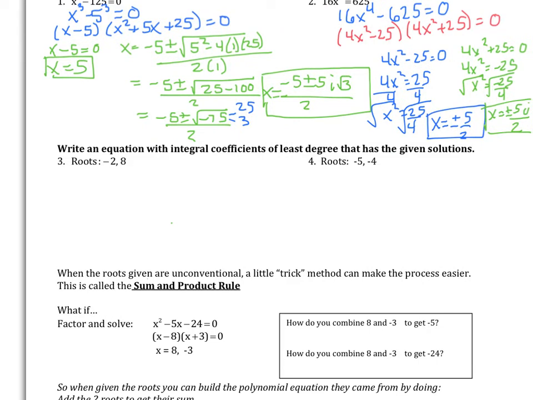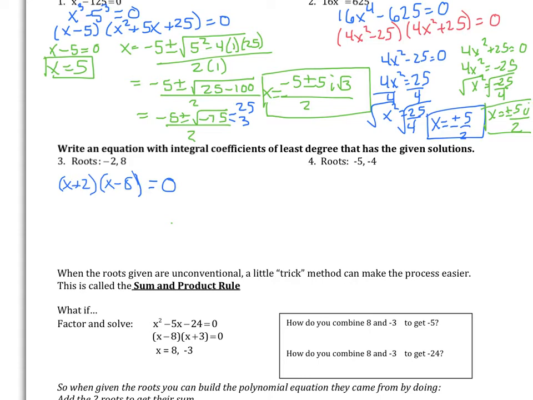Okay, next let's talk about working backwards. What happens if I tell you the roots for an equation, and then I ask you to write an equation with integral coefficients of least degree? Well, keep in mind that these roots are what you get once you've set your parentheses equal to 0. So if I'm going to get an answer of negative 2 when I'm solving, the parentheses need to start with the opposite sign. So it would start with x plus 2 and x minus 8. Think about if you were to keep solving here, you would get x equals negative 2 and x equals 8 for your two answers. So this is the first step, is just to turn the roots into factors.